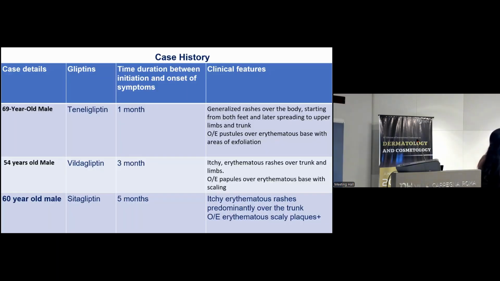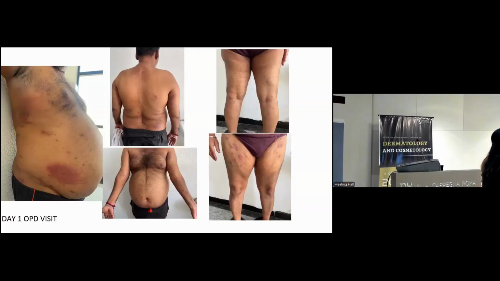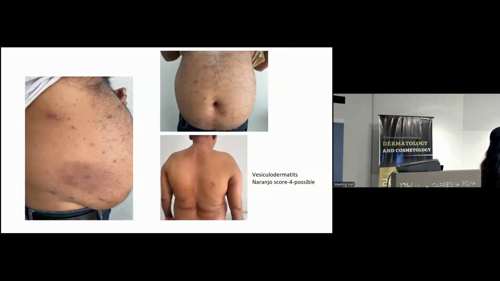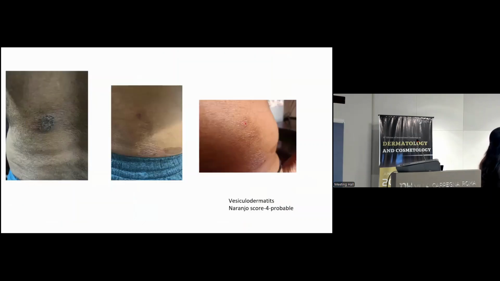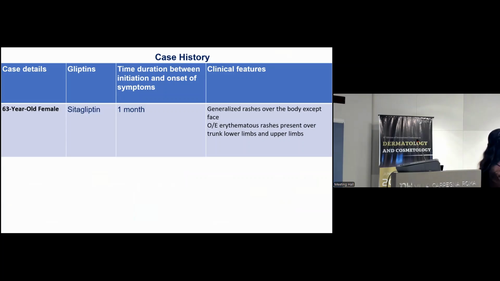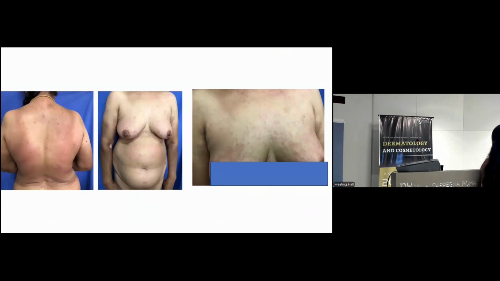And the next patient was on vildagliptin for 3 months. He developed itchy erythematous rashes over the trunk and the limbs. There was an eczematous reaction, which resolved, and the Naranjo score was 4. And this is also an eczematous reaction with a Naranjo score of 4. Now the next patient is a 63-year-old female who was on sitagliptin for 1 month, and she developed generalized rashes over the body except the face. This was more like a fever rash.